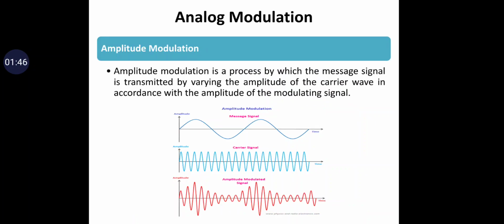So in the case of analog modulation, the first one is amplitude modulation. Amplitude modulation is a process by which the message signal is transmitted by varying the amplitude of the carrier wave in accordance with the amplitude of the modulating signal. So if you see the waveform, the first one is the message signal, second one is the carrier signal, and the third wave is the amplitude modulated signal.